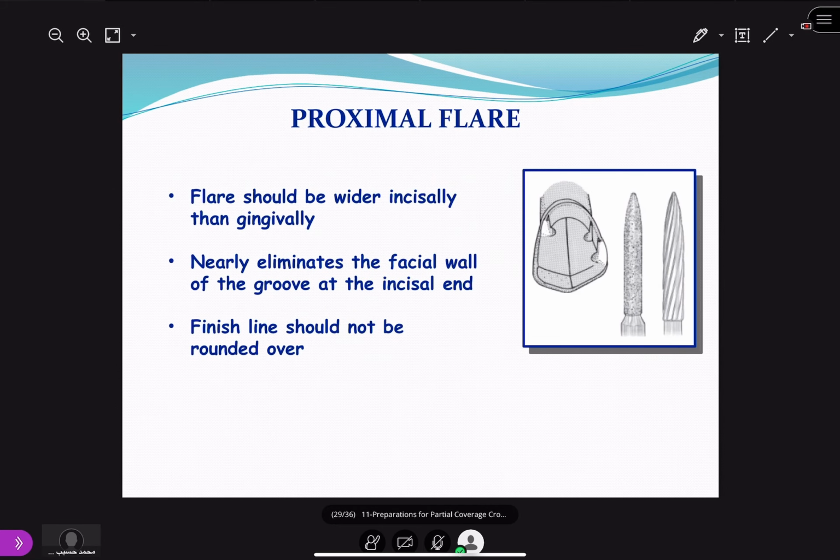So when you have done with the grooves, as you see in this picture, now comes the flare. The flare should be wider incisally than gingivally, nearly eliminating the facial wall of the groove at the incisal end, and the finish line should not be rounded over.